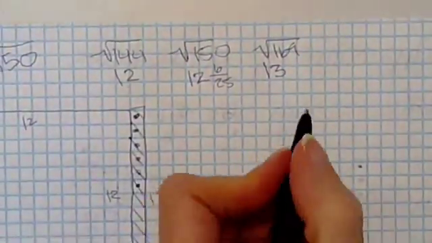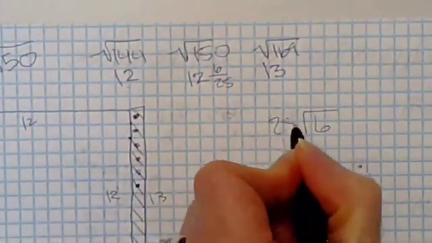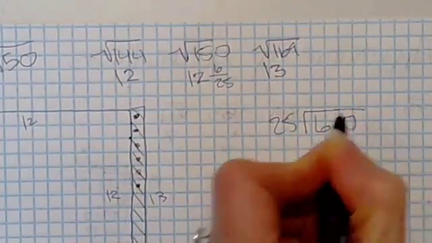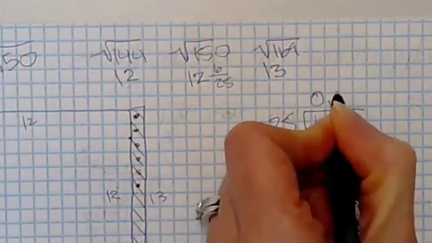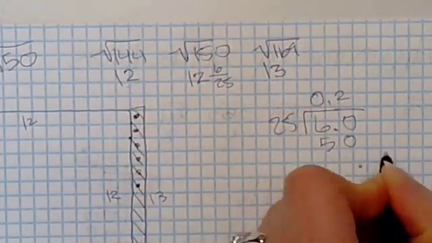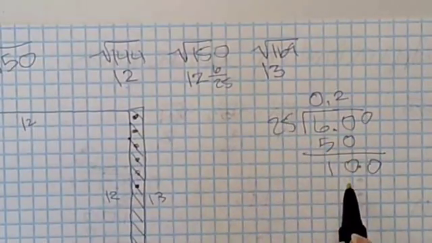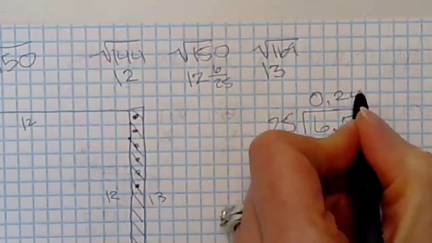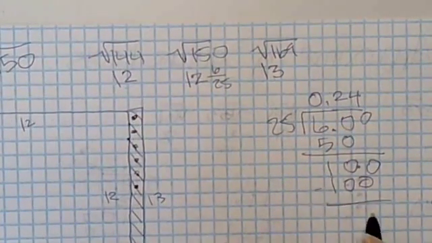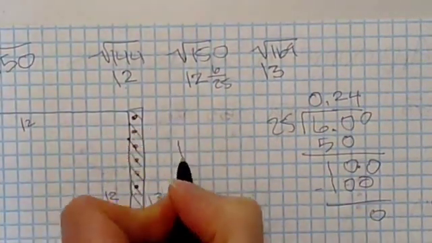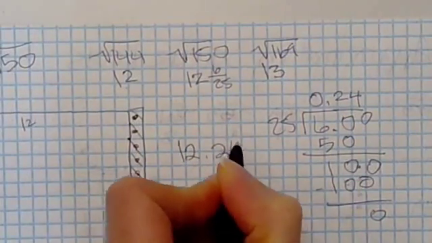So let's divide 6 25ths. 25 goes into 60 twice, and that's 50. Subtract this, 10, add a 0, bring it down. 25 goes into 100 4 times, and it is 100. So my approximation is 12.24.